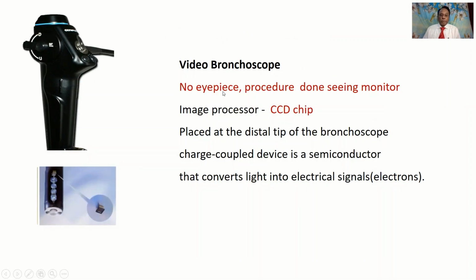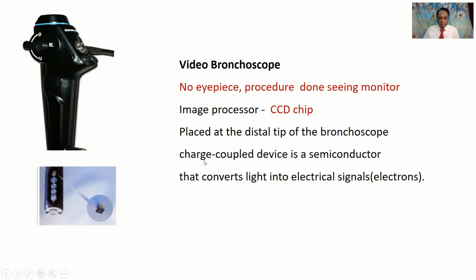Now we will go to the video bronchoscope. As I already said, there is no eyepiece, and a camera is mounted here. The image processor here is a CCD chip. I will tell you what a CCD chip is. This CCD chip is placed at the tip of the bronchoscope, and it converts light into electrical signals.